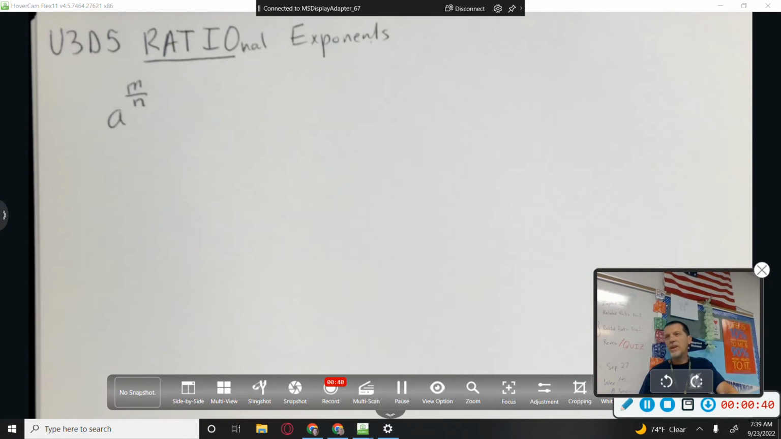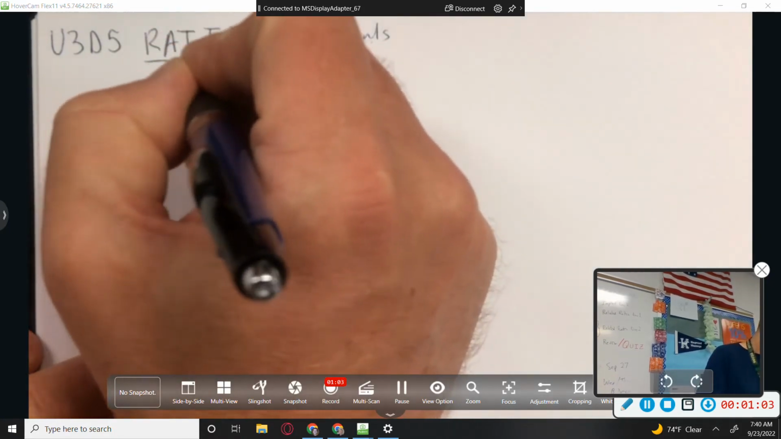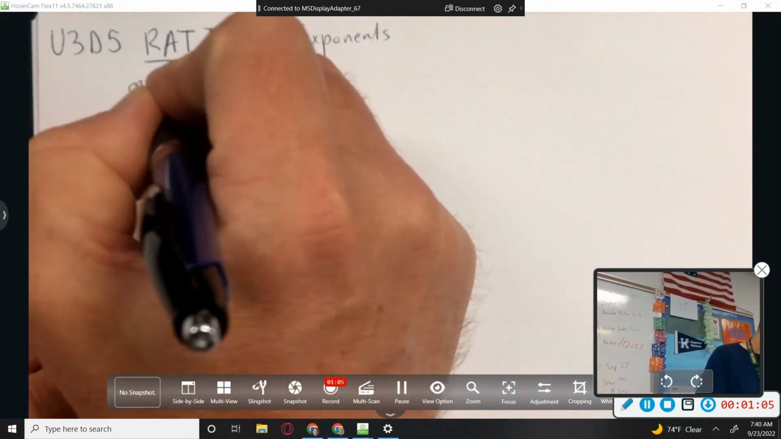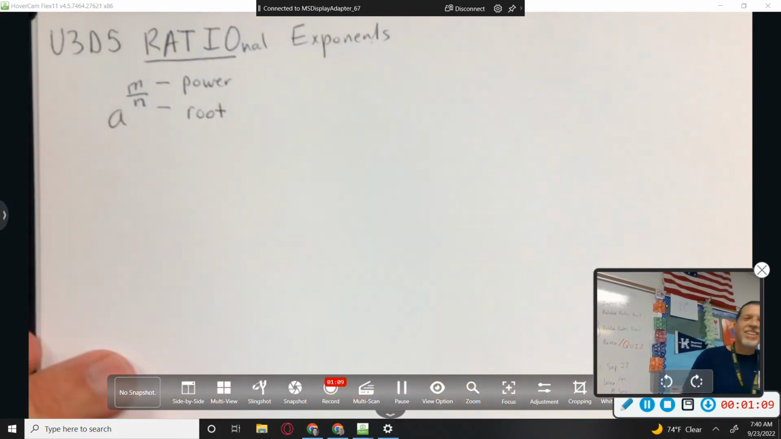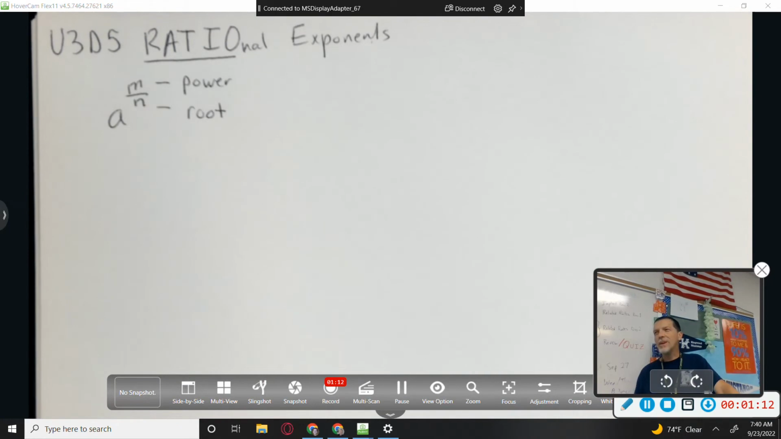I don't know why we pick m and n when they sound so much alike. One of those is a power. One of those is the root. Do you remember which one is which? The top one is the power. Yes. The top number is the power. The bottom number is the root.